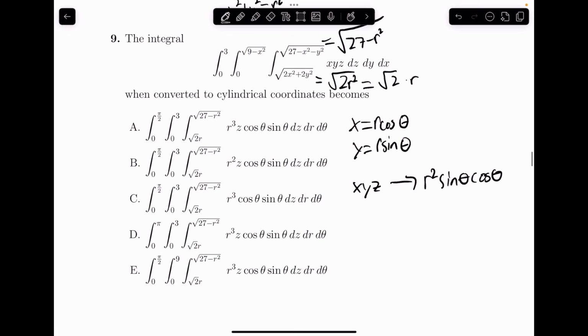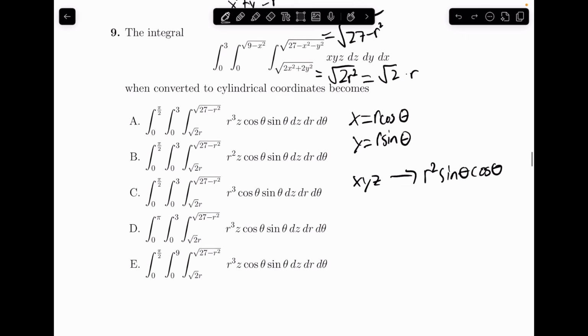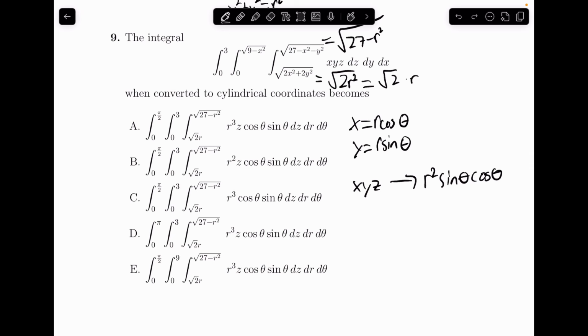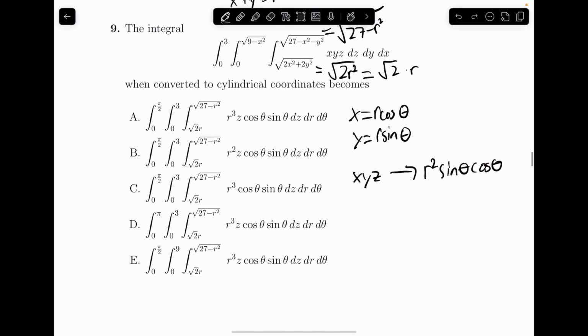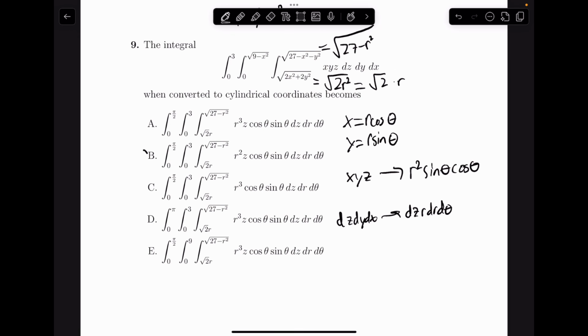And don't quickly jump to answer B, because we need to also convert the dz dy dx. If you remember, in cylindrical coordinates, dz dy dx goes to dz r dr d theta. So there's that extra r, and we need to multiply that out. So we're going to get r cubed in our integral. So B cannot be correct.